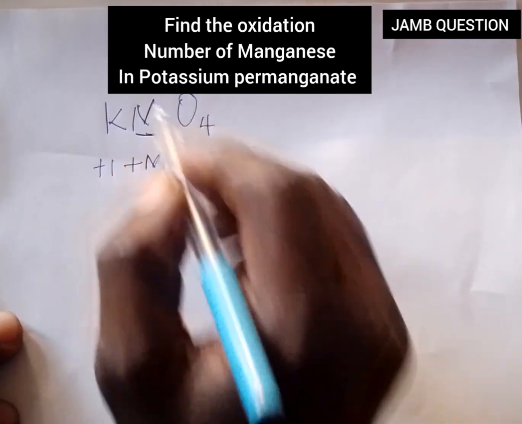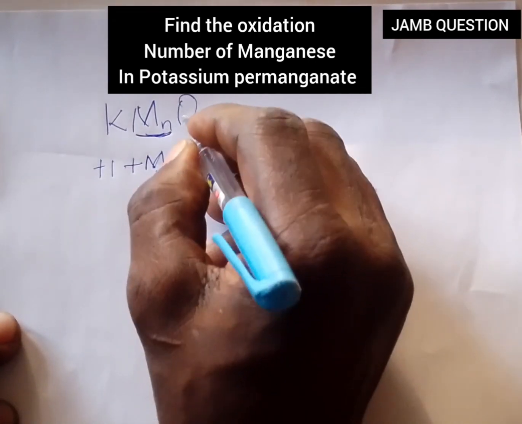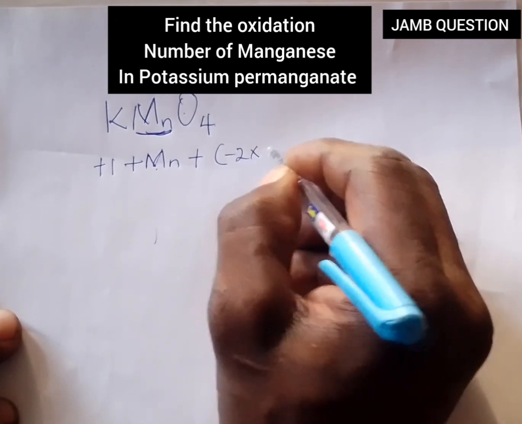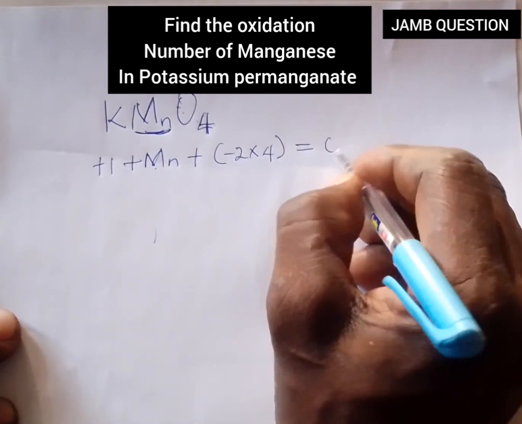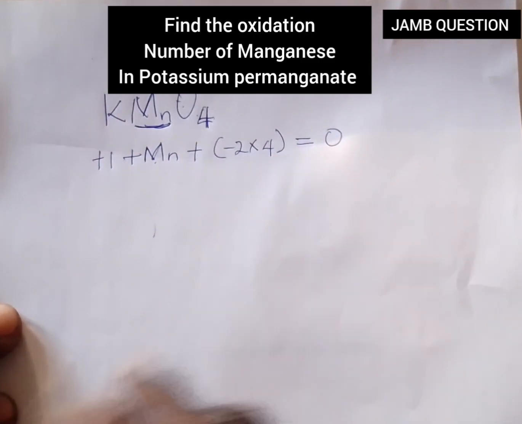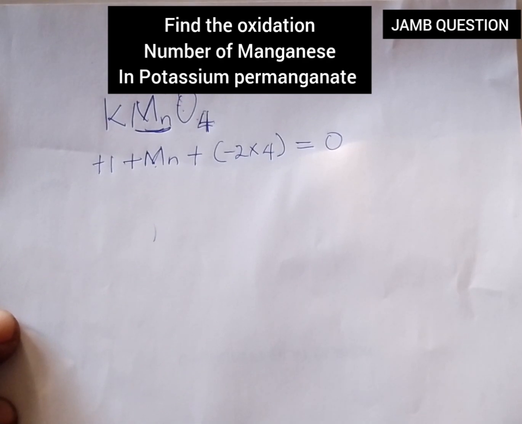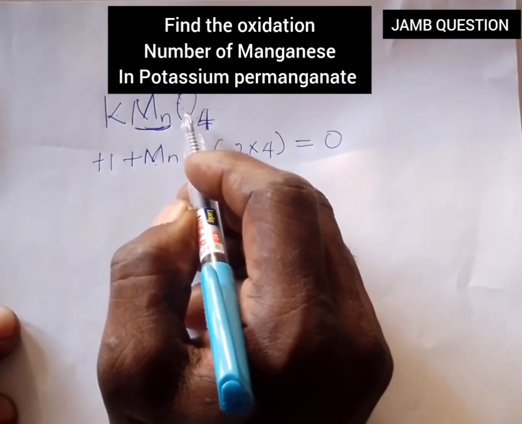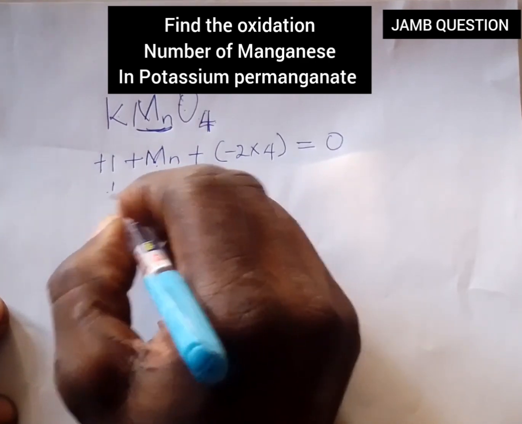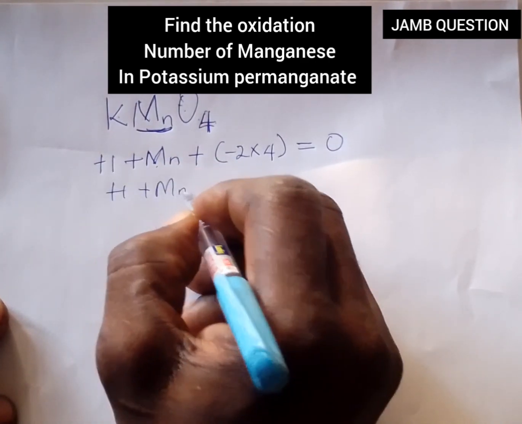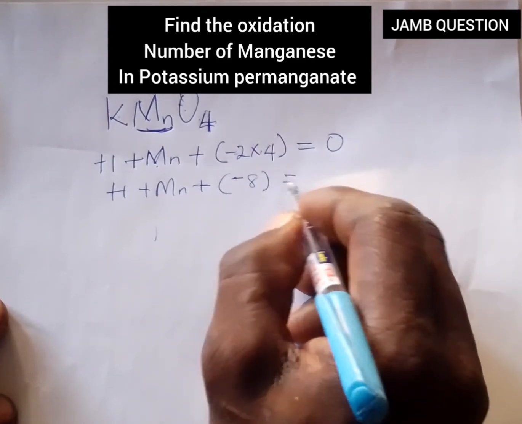So plus Mn, which is what we are looking for, that is why I write the symbol. Plus the oxidation number of oxygen, -2, multiplied by 4, because we have 4 oxygen atoms there. Everything will be equal to 0. Don't forget, when you sum up the oxidation numbers of all the atoms in the compound, it is equal to 0. So we have +1 plus manganese plus (-2 times 4, which is -8) equal to 0.